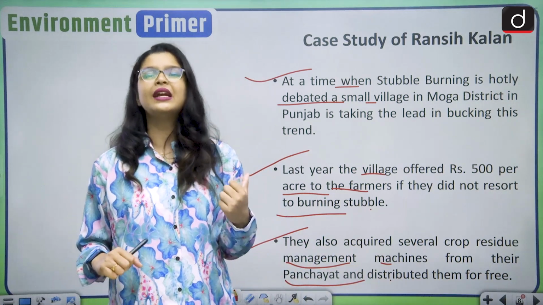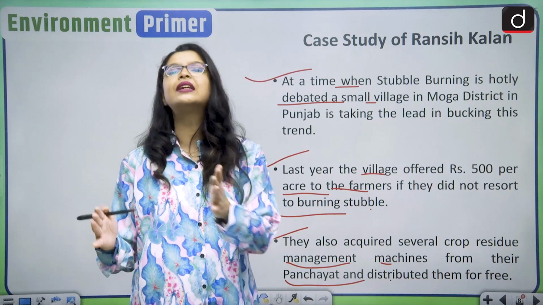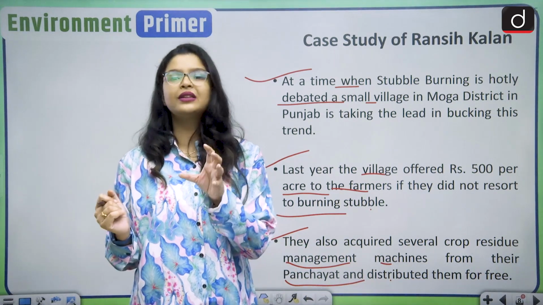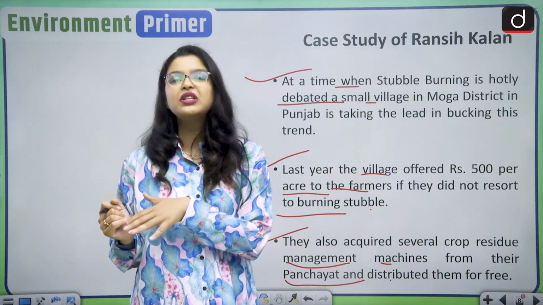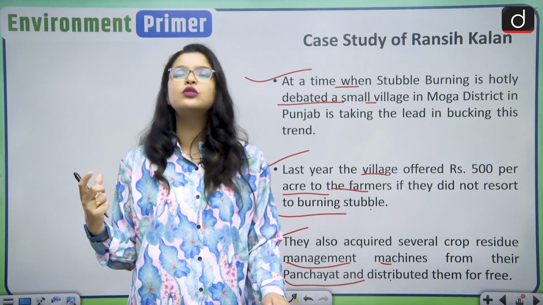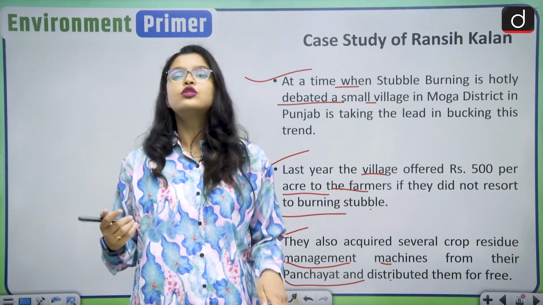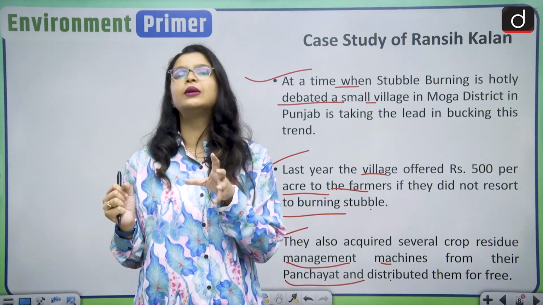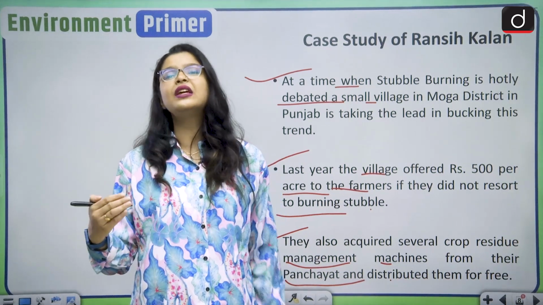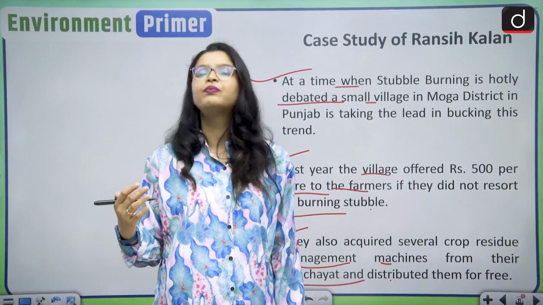This is a very great step. Any panchayat can replicate this model, that you acquire from the government the crop residue management machines and you distribute them for free to the marginalized farmers who are not able to afford them. So by collective responsibility, with the help of community participation, definitely every environmental issue can be resolved.